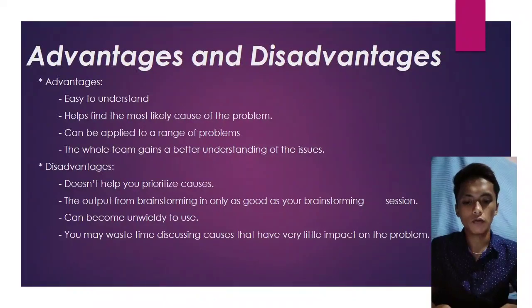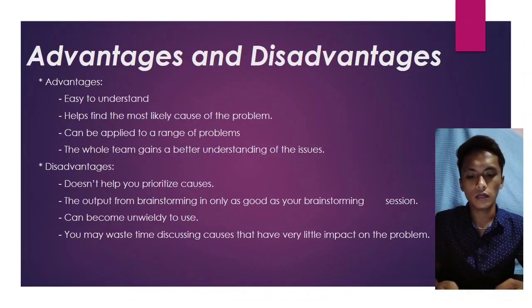Disadvantages. The fishbone diagram itself doesn't help you to prioritize causes. All causes are equally weighted in the diagram and you have to prioritize them yourself. Brainstorming is often reliant on opinion rather than fact. The output from the diagram is only as good as the session. The diagram is less useful for complex causal relationships and can become unwieldy to use. And last, you may waste time discussing causes that have very little impact on the problem.